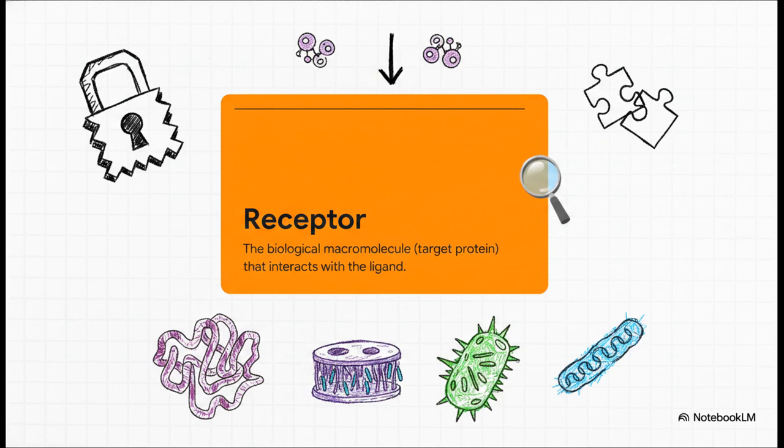First up is the receptor. Think of the receptor as a highly specific lock waiting for the perfect partner. Biologically speaking, this is a large macromolecule. It could be an enzyme, a cell surface receptor, a viral protein, or a bacterial protein. Basically, it's the large, complex target that we are trying to influence.